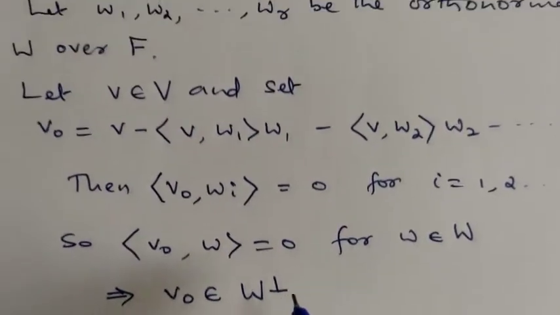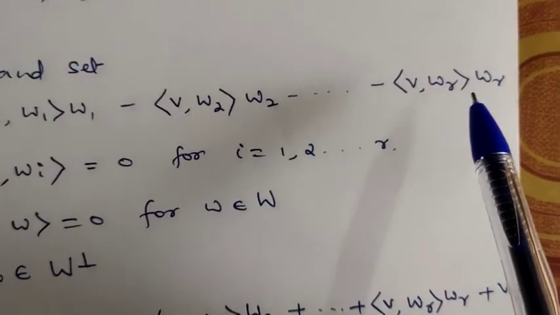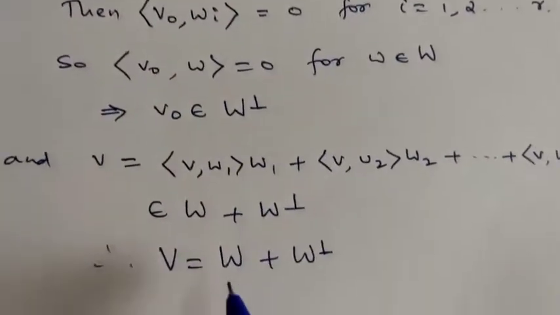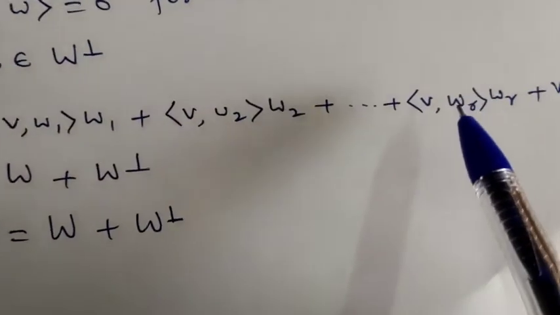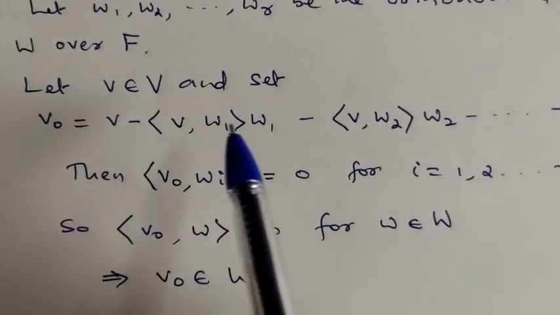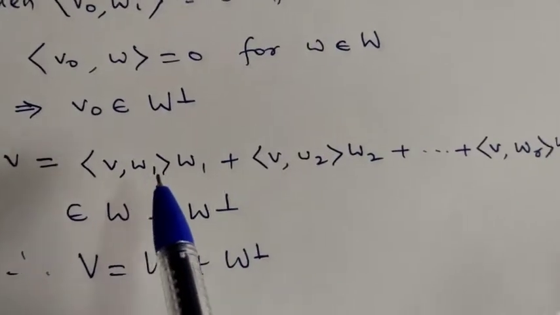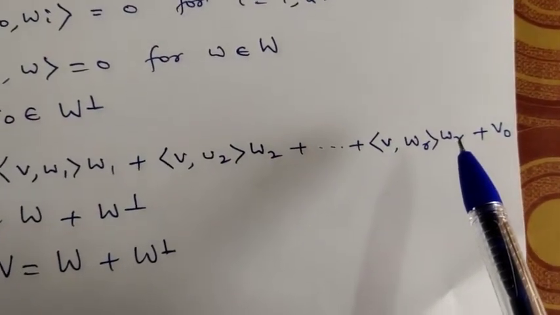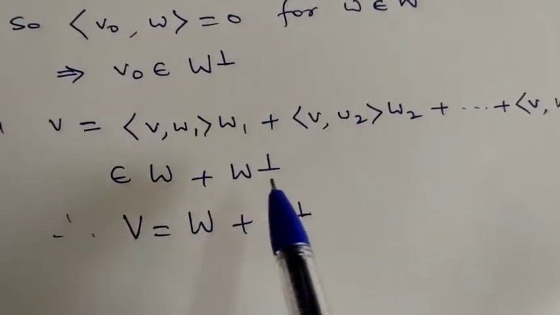Therefore v0 belongs to W perp, and these other vectors belong to W because they are linear combinations of w1, w2, and so on up to wr. Therefore v can be written as the inner product of v comma w1 into w1, v comma w2 into w2, and so on, with the last element v comma wr into wr, plus v0. The first r elements belong to W because it is a linear combination of w1, w2, etc. wr, and this v0 belongs to W perp. Therefore the element v belongs to W plus W perp.